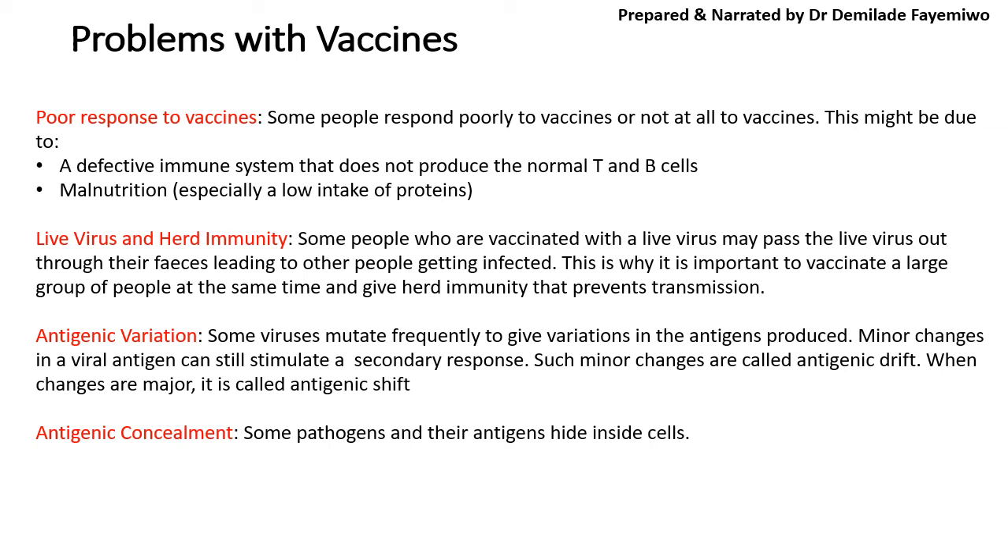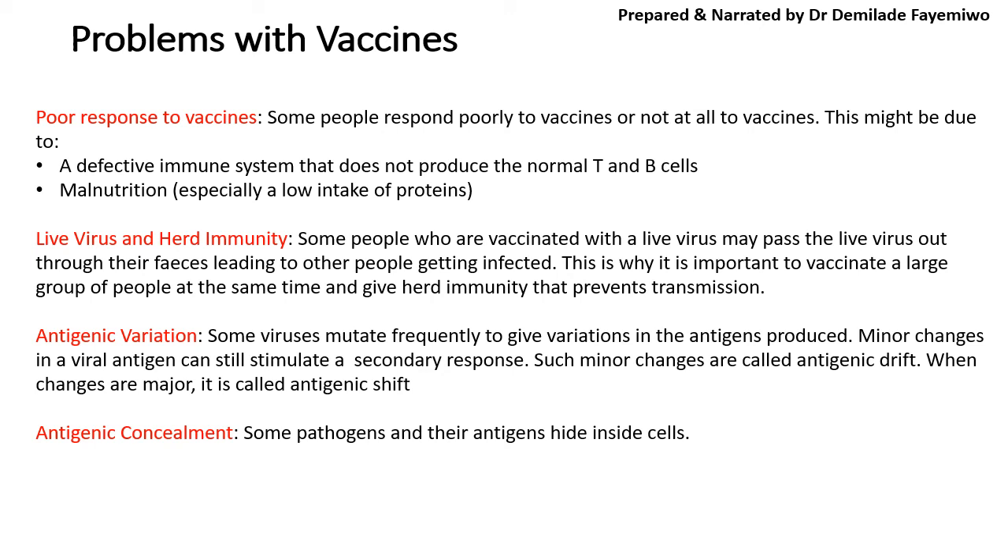Minor changes in a viral antigen can stimulate a secondary response, and that's usually called an antigenic drift. If you have a major change in a virus, that means in its DNA structure or whatever it is, then that is an antigenic shift, and in that case you might need to find a whole new vaccine altogether.